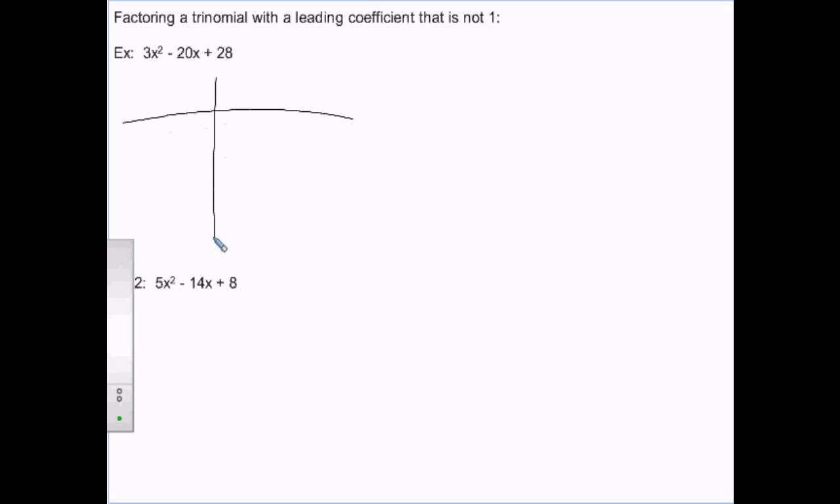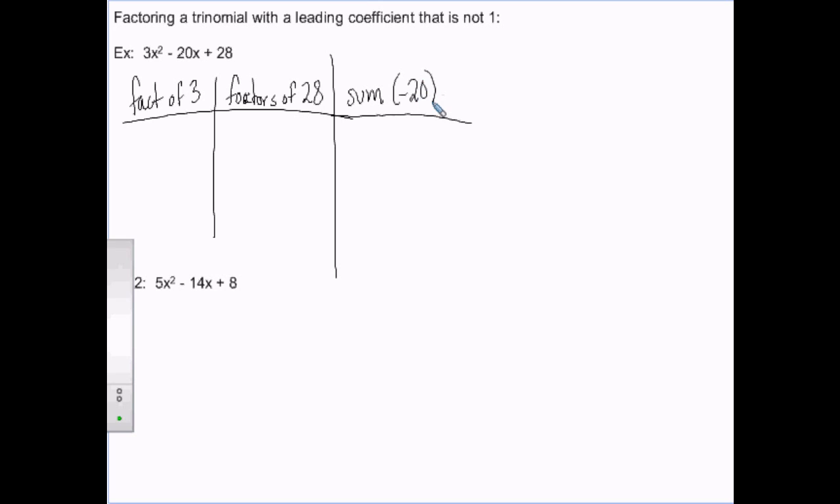So I have factors of 3, factors of 28. And I need a sum of negative 20. Okay? Couldn't that just be 1 and 3? Yeah, that's just going to be 1 and 3. 28 though gives me a couple different options. I'm going to start with 2 and 14.